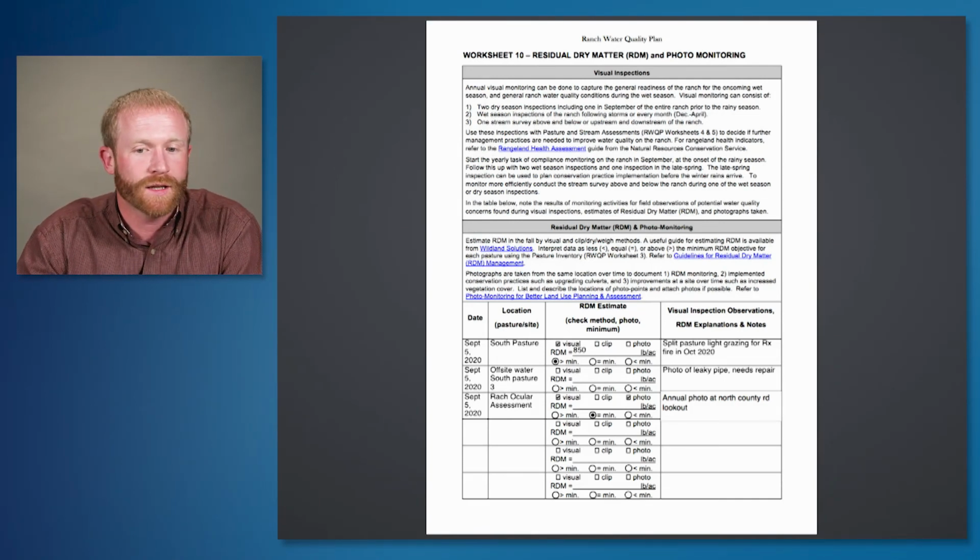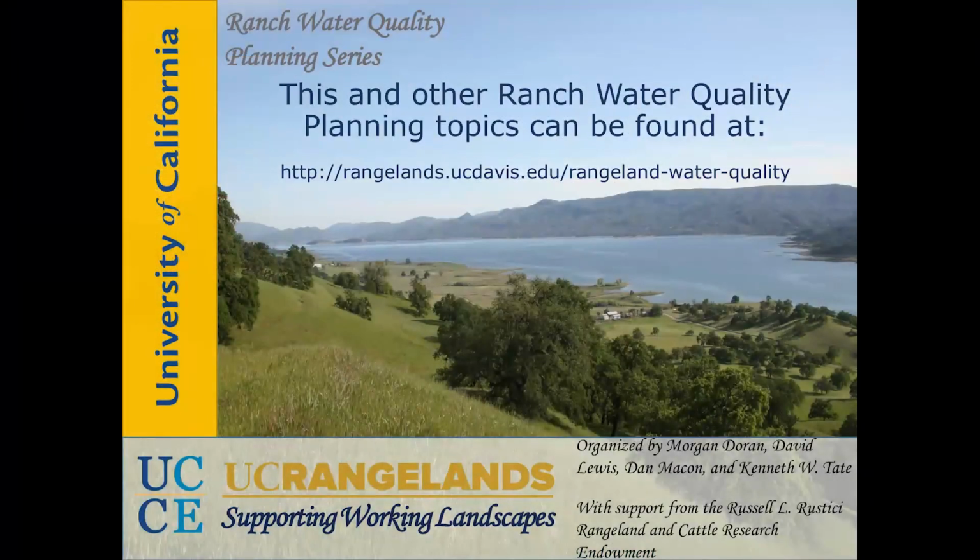It doesn't have to be really high tech or specific data, and working through this worksheet doesn't have to be complicated. There's a lot of great resources at these hyperlinks, and if you have any questions, feel free to contact your local UC Cooperative Extension Livestock and Natural Resources Advisor. You can find more informative presentations covering ranch water quality topics on the UC Rangelands website, and look for the Water Quality Information Hub, or direct your web browser to the URL shown on this slide.